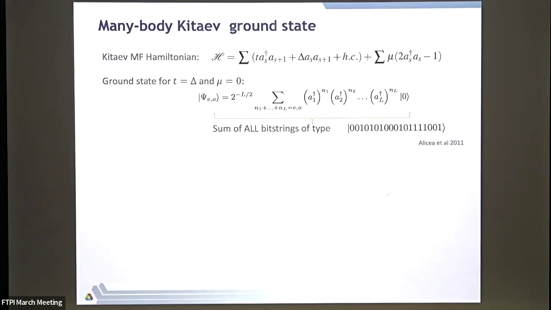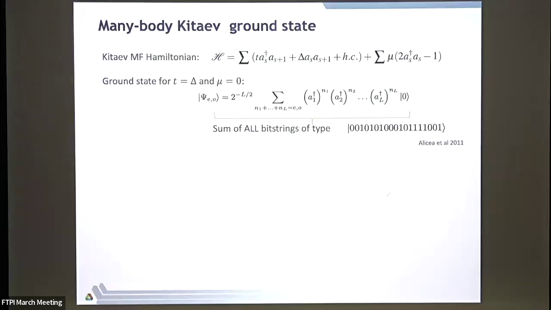So what is this mysterious Kitaev-type wave function? It comes from looking at the following Hamiltonian, the famous Kitaev Hamiltonian. We have hopping, we have a pairing term. It's a quadratic Hamiltonian, so we can diagonalize it. But it turns out that if I write it out in full many-body form by constructing the Slater determinant of the Bogoliubov excitations, it will look particularly nice at this sweet spot, where the hopping is the same as delta and the chemical potential is equal to zero.